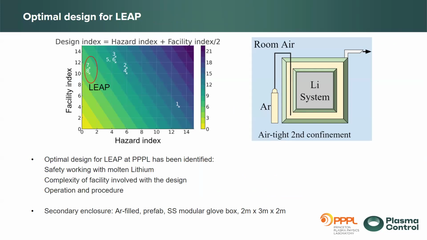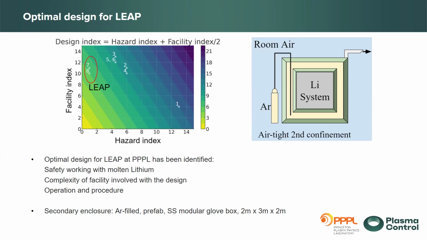And as you can see, we come up with this index for facility. The more complex, the higher the facility index is, the more dangerous, right? The higher the hazard index is. And you can make this a little cute contour plot. Of course, all the numbers are sort of arbitrary, but if you change it roughly, it's a qualitative comparison.